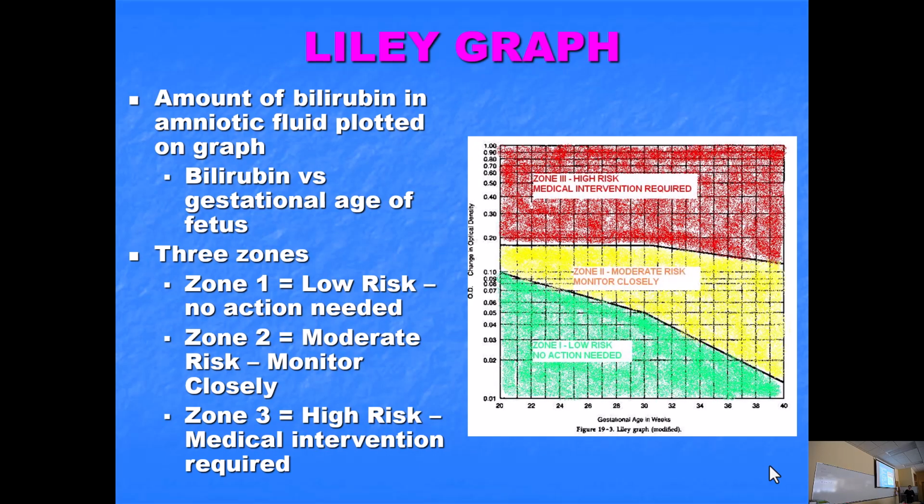So do not memorize this graph, but what this graph shows is the amount of bilirubin in the amniotic fluid plotted versus gestational age of the fetus. This is the age of the fetus, this is the amount of bilirubin. The 3 zones: this is low risk. You can see, the older the baby gets, the low risk goes less and less bilirubin. Zone 2 is moderate risk, monitor the baby closely, and zone 3, intervention is needed. If you notice it stays high the whole time, if you're at that point, we need to immediately do intervention.